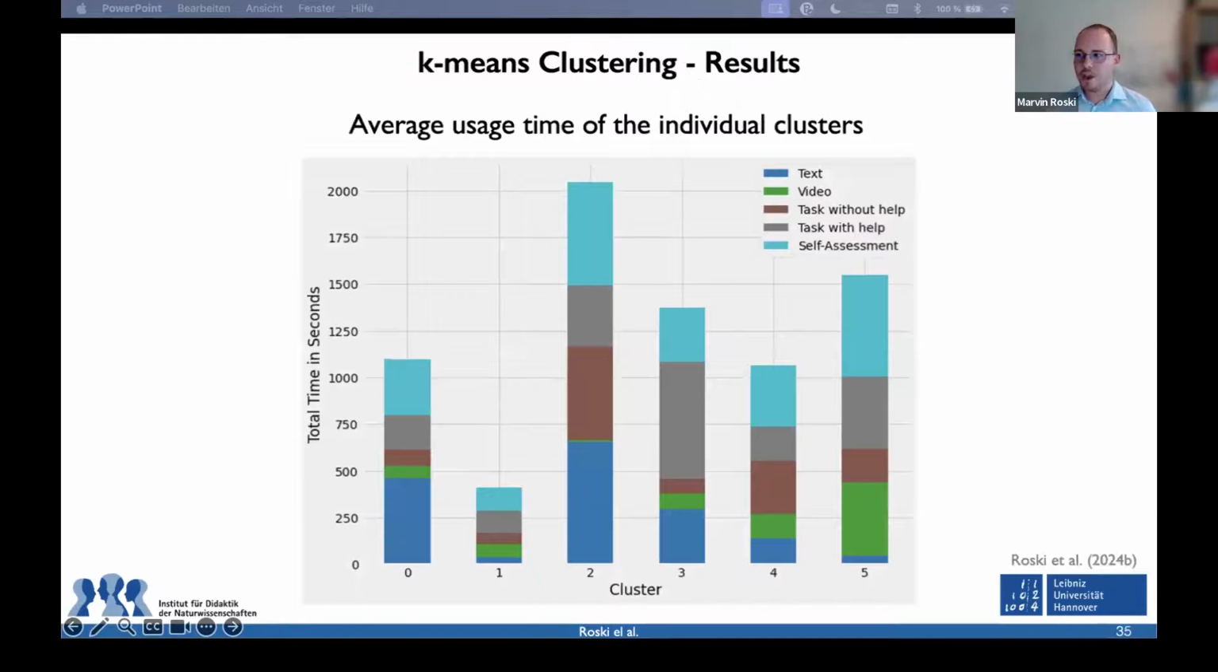So, for example, if we look at the average usage time, then we see that cluster 1 with 60% of learners is a cluster that hardly invests any learning time in i3 Learn. And cluster 2 with just 2% of the learners differs greatly from other clusters. So these are the learners who really invest the most time by far. Also with regard to cluster 5, which comes in second place, the difference here is over 500 seconds, so more than 8 minutes.